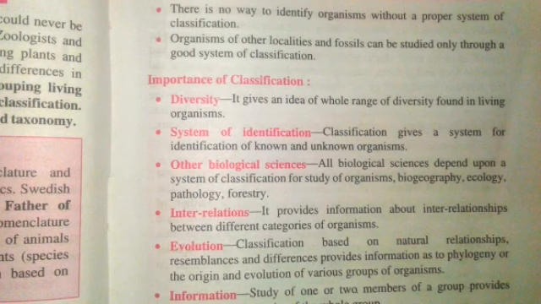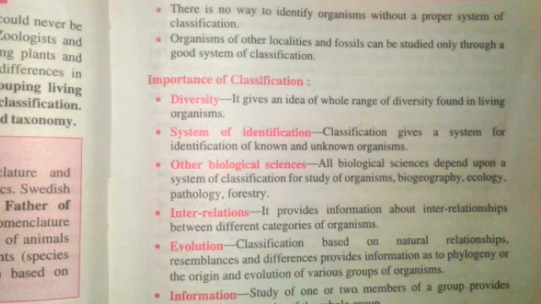So what is the importance of classification? The first is to know the diversity. It gives an idea of the whole range of diversity found in living organisms. The second is a system of identification. Classification gives a system for the identification of known and unknown organisms. It also serves the other biological sciences, all of which depend upon a system of classification for the study of organisms: biogeography, ecology, pathology and forestry.